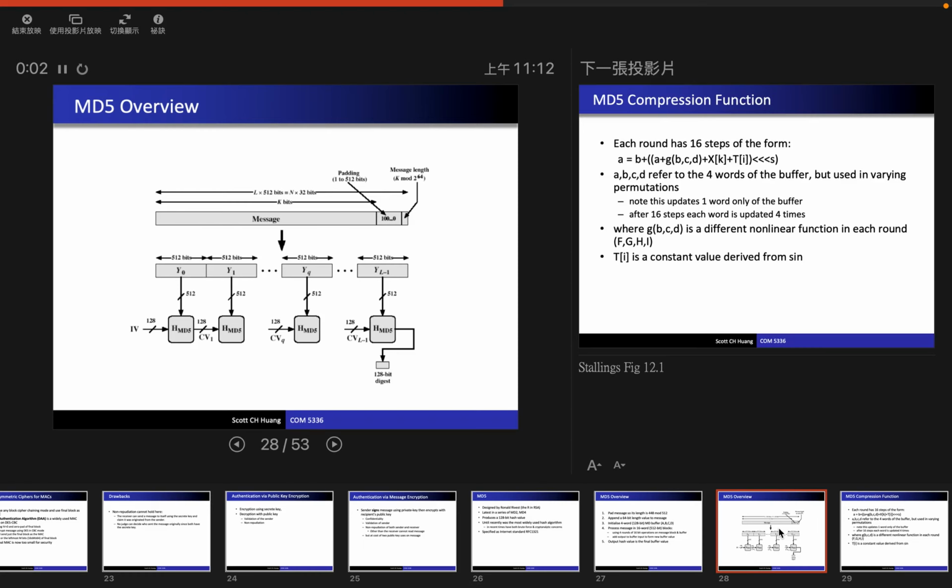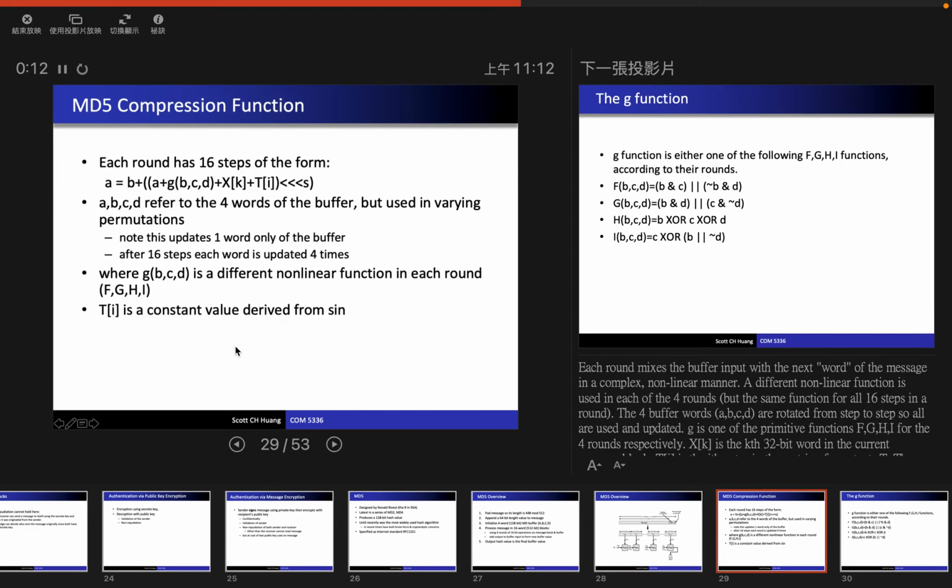Okay, let's take a look at MD5. The building block is this H_MD5 in each round, and it consists of these functions.